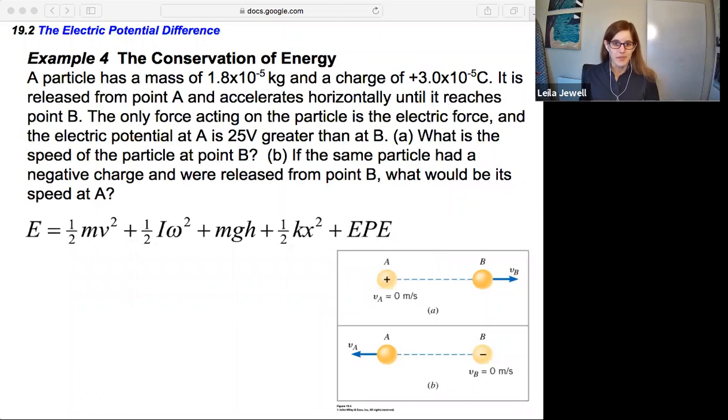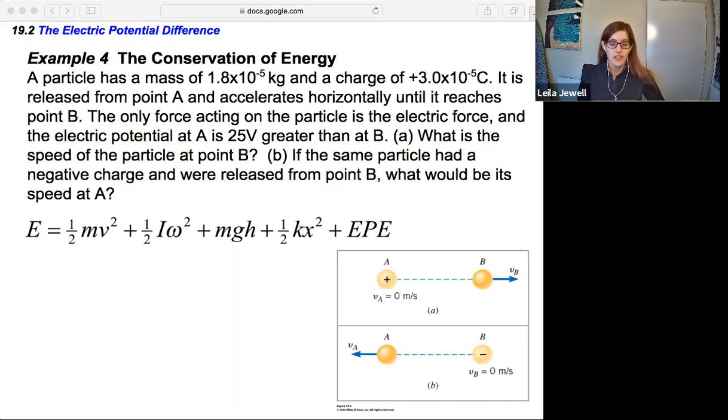All right, so example 4, the conservation of energy. A particle has a mass of 1.8 times 10 to the minus 5 kilograms and a charge of 3.0 times 10 to the negative 5 coulombs. It is released from point A and accelerates horizontally until it reaches point B. The only force acting on the particle is the electric force, and the electric potential at A is 25 volts greater than at B. A, what is the speed of the particle at point B? B, if the same particle had a negative charge and was released from point B, what would be its speed at A?